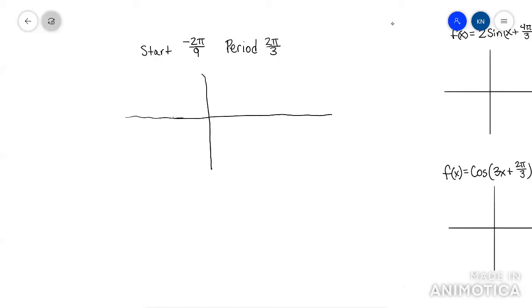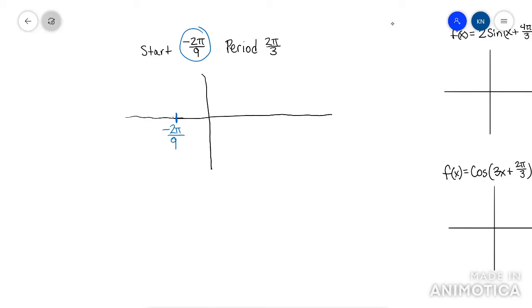All right, this video is going to be part 2 of graphing sine and cosine. This video is going to be a little more tricky, and here's why. You're going to have to shift your start. Last video we started on an x value of 0 for all of these. Well, that's not always going to be the case. Sometimes you're going to have to start at a different location, like negative 2 pi over 9.